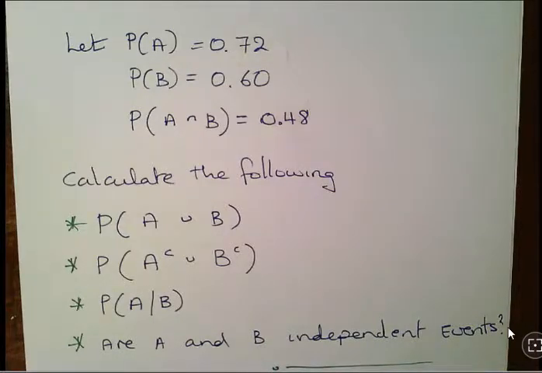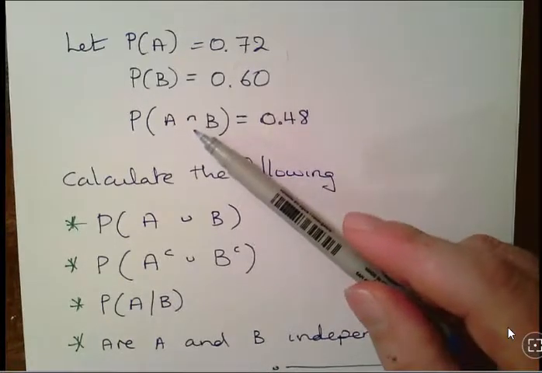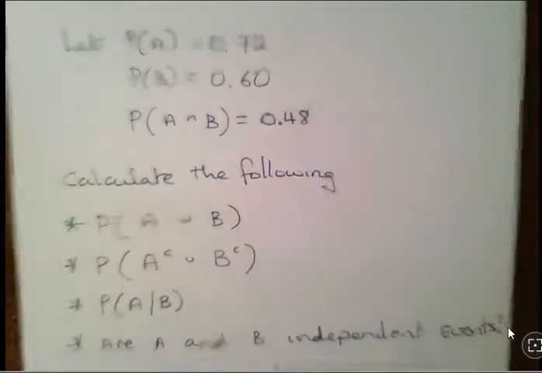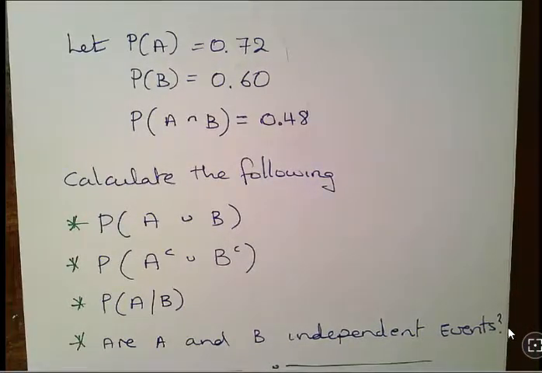Okay, in this presentation we're going to look at a probability problem. We have two events, A and B. The probability of event A is 0.72, the probability of event B is 0.60, and the probability of A and B, this is the intersection symbol there, it's probably a little bit faint, is 0.48.